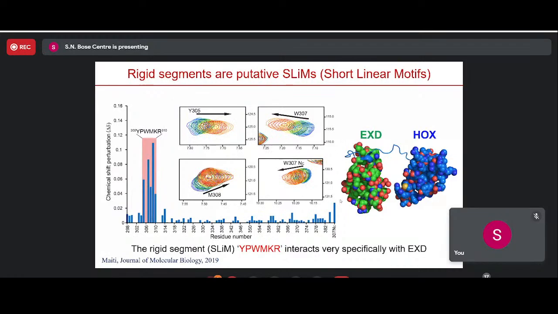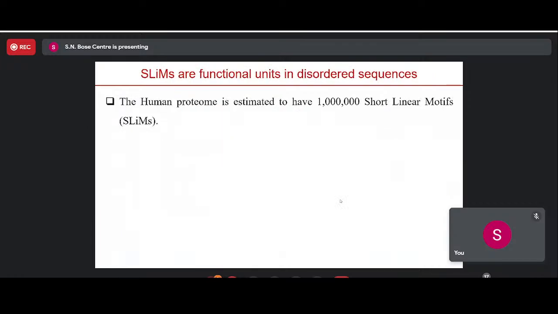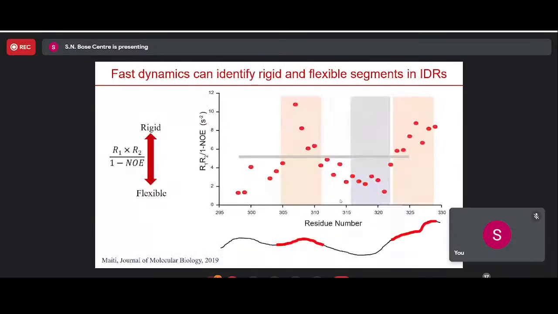And then we can map this change in chemical shift per residue. Okay, so that is what is plotted here. So this is all the residues in this protein, and this is the change in chemical shift. And what you see is that there is this very narrow region which shows very high chemical shift perturbation. Okay, which means that interaction is highly specific to those 6 residues, Y, P, W, M, K, R. Only these 6 residues are the ones which are interacting with this partner. And it turns out that these 6 residues are exactly the same as these 6 residues.